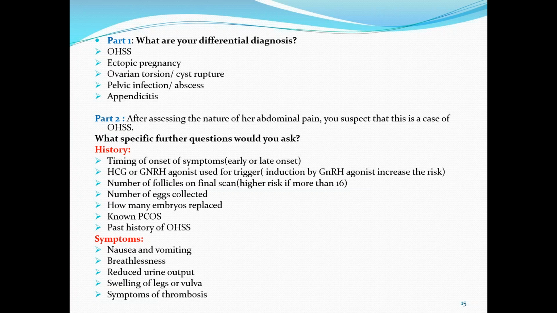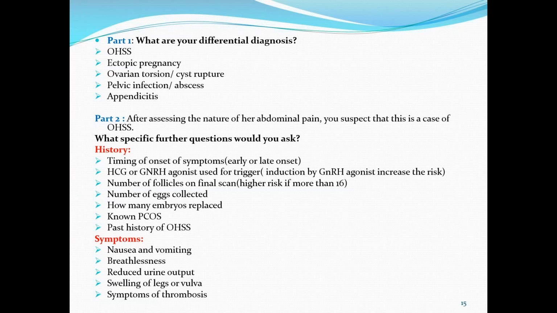She has moderate hyperstimulation. So from the questions I'd like to ask, I need to determine the risk factors of this patient that led to this ovarian hyperstimulation, and I need to ask questions in order to categorize if it's mild, moderate, severe, or critical. So I need to ask about the time of onset of symptoms to determine if it's early onset or late onset ovarian hyperstimulation, because late onset is associated with worse prognosis.